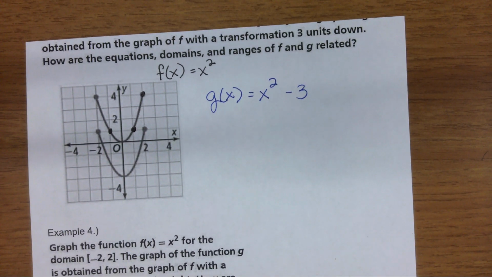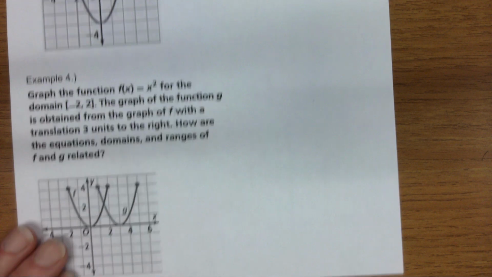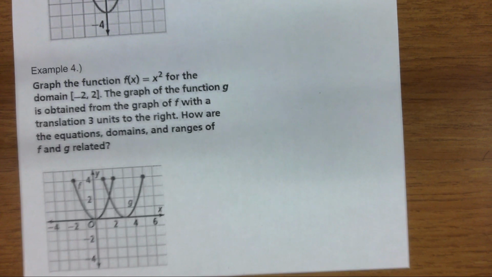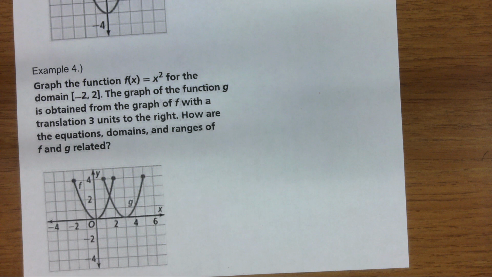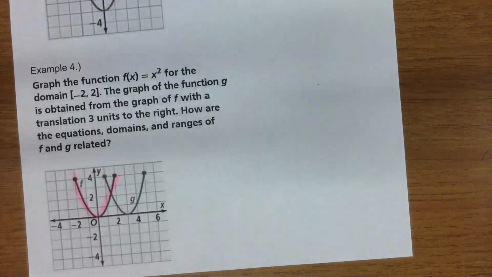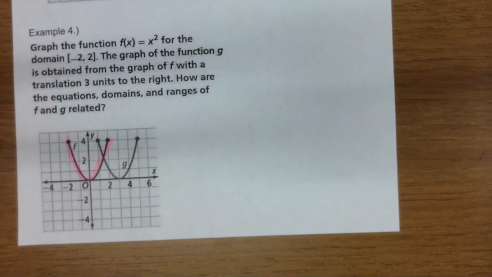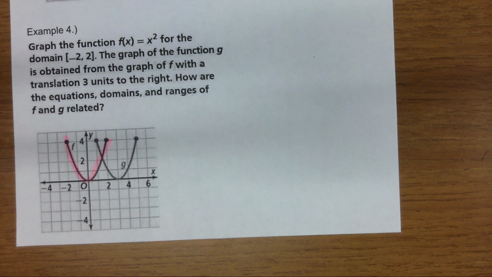Okay, example 4. Would you talk with your partner how this one moves? Here's x squared. I'll highlight it just in case. This is the x squared. This is the original. Just talk with your partner about how G moved from F, okay? Just tell me what direction and how does it move?